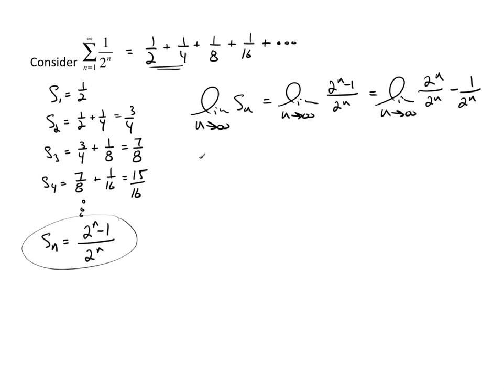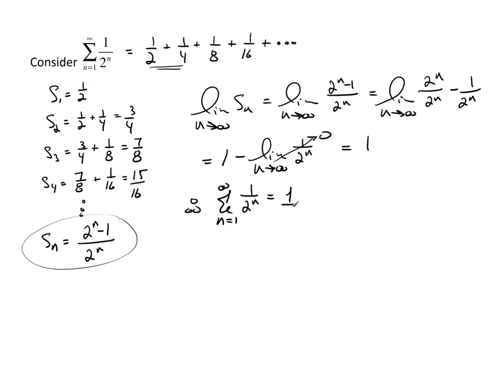Well, this first term is just 1. So this will be 1 minus the limit as n goes to infinity of 1 over 2 to the n. Now this goes to 0. Therefore, what I have, whoops, it's not 0. What I have is 1. Therefore, the sum from n equals 1 to infinity of 1 over 2 to the n is actually equal to 1.